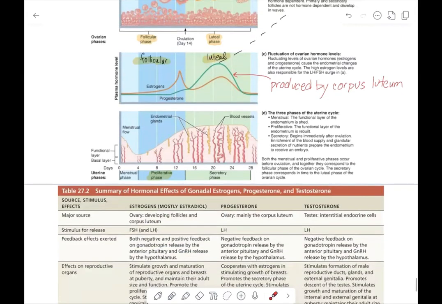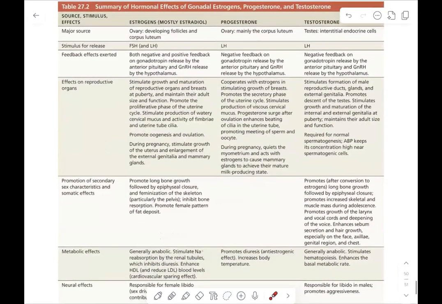On our next slide, we have a comparison of the different reproductive hormones here. You don't really need to worry too much about these last two rows, but you should know the source for them. So estrogens come from the ovary, specifically the follicles and the corpus luteum. Progesterone comes mainly from the corpus luteum in the luteal phase. And then testosterone comes from the interstitial endocrine cells, which are also called the Leydig cells.